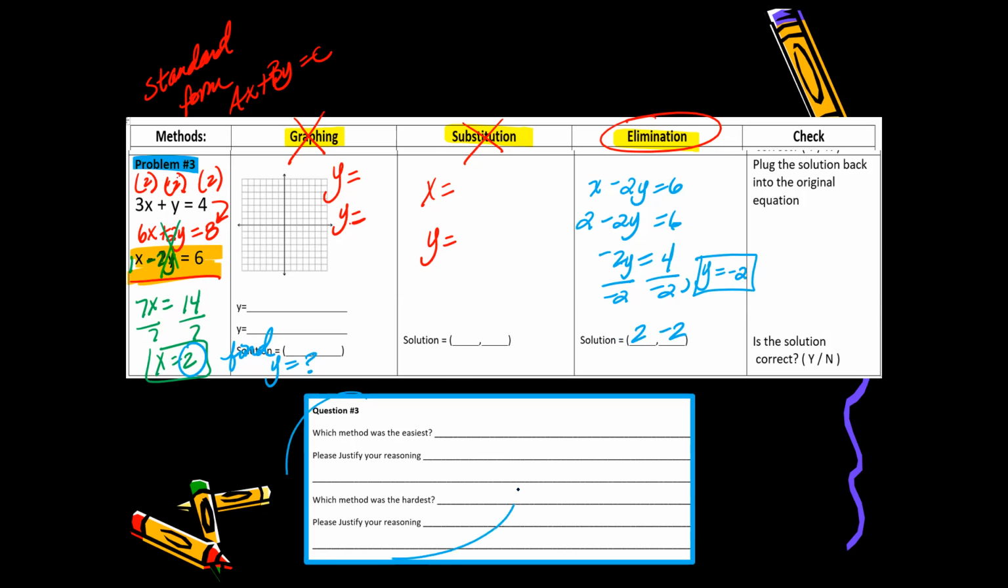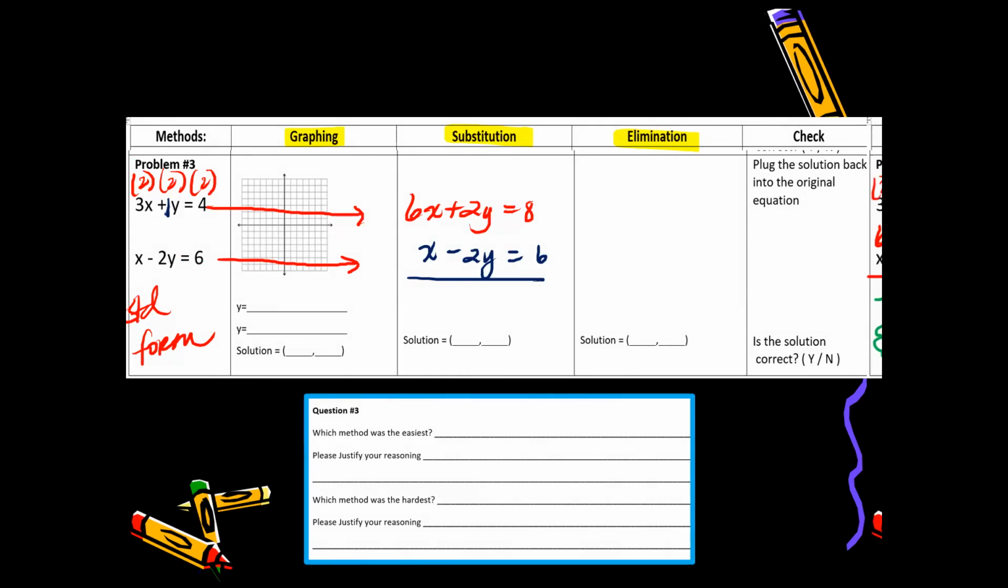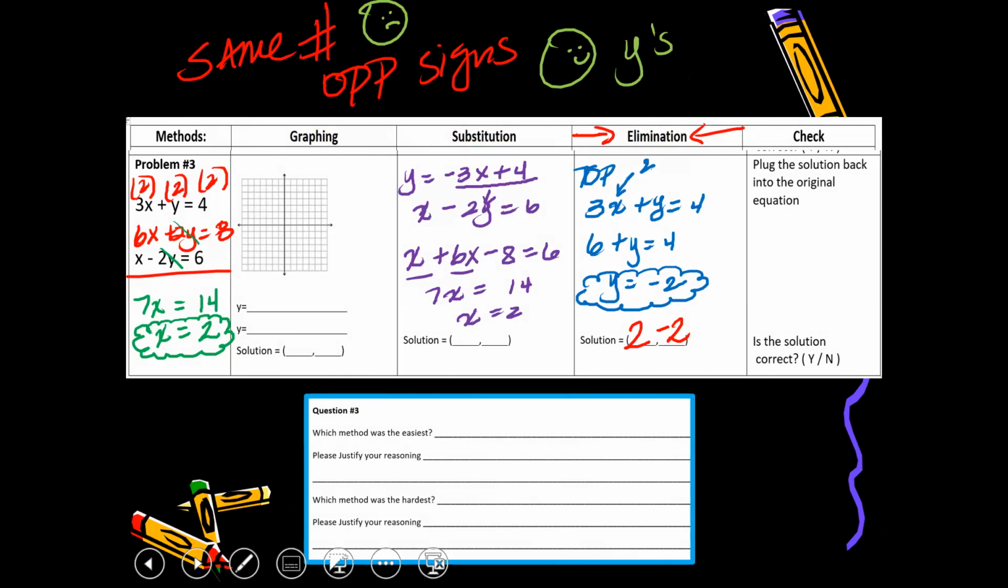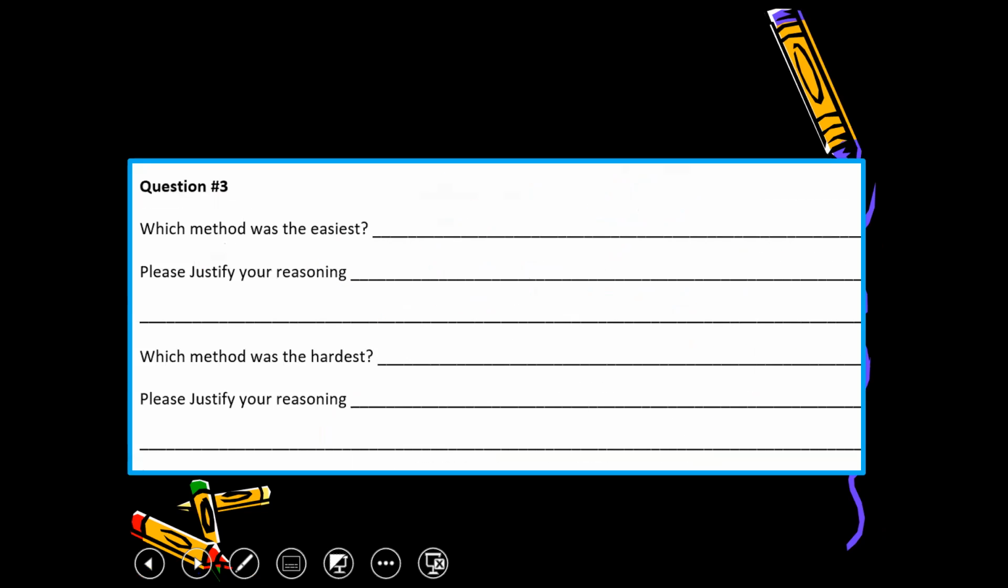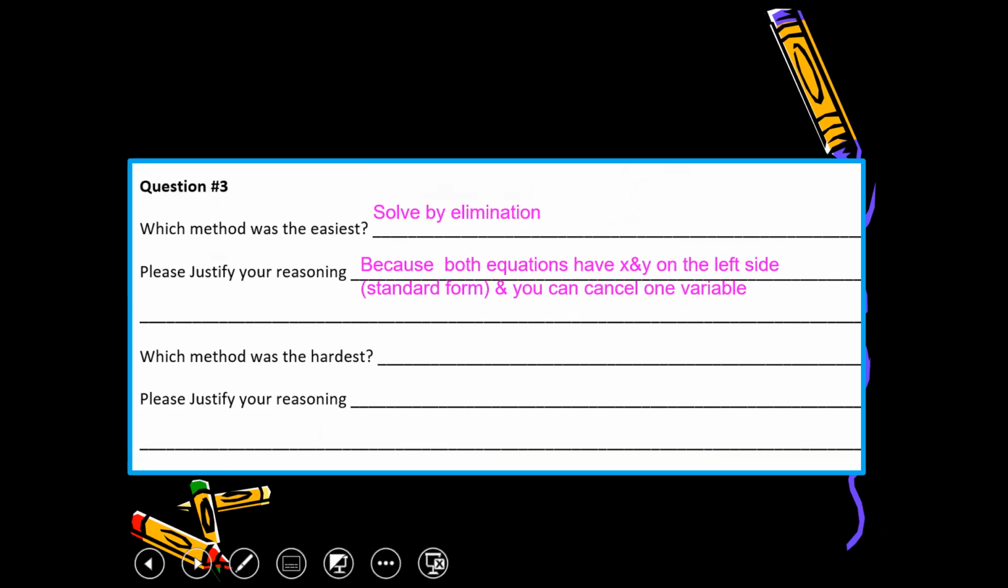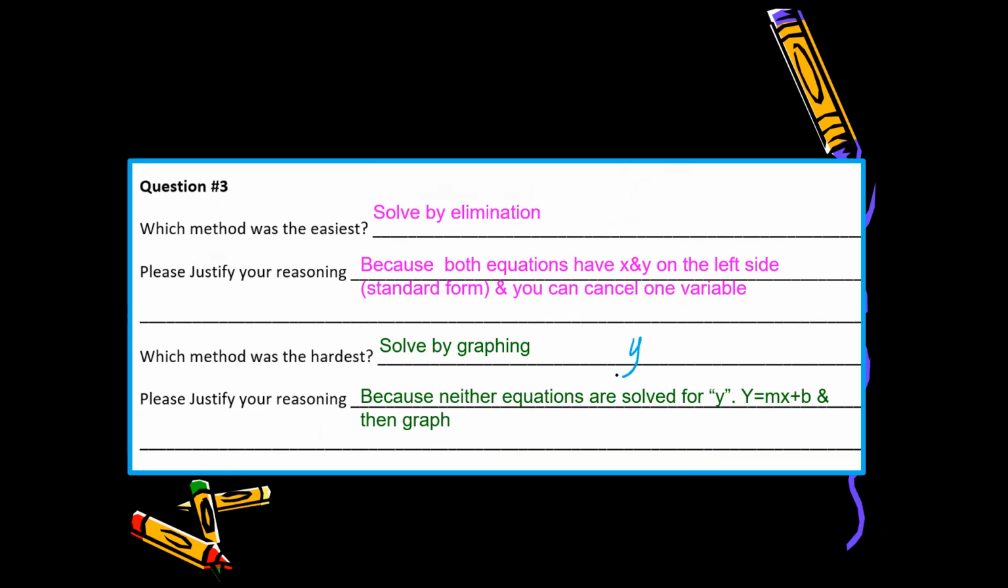So now go ahead and respond to this part right here. Which do you think was the easiest? I said elimination because both equations are in standard form. And I thought the hardest one was probably graphing because you have to solve for y on both of the equations and neither of them was solved.